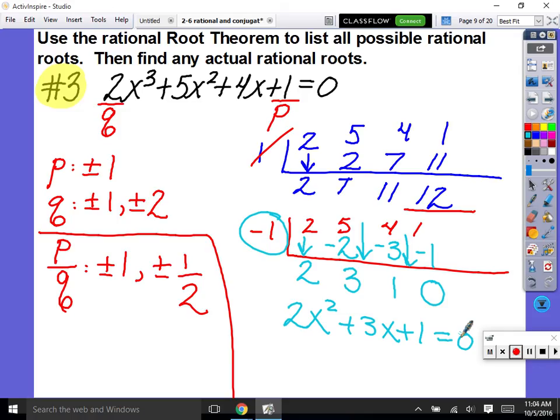So let's see, does this one factor? Well, it multiplies to be 2 and adds up to be 3. 1 times 2. So it does factor. So there's going to be more rational roots. So let's solve for the other 2 rational roots by factoring. But aren't they going to definitely be 1/2 and negative a half? Because those are the only other 2 possibilities. But do you understand if there were more possibilities, we'd just solve by factoring?